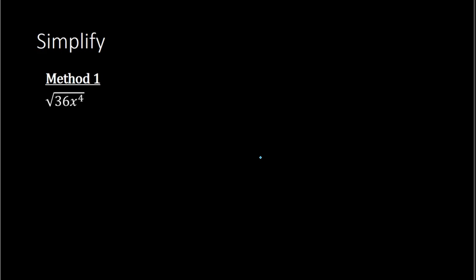Example 2, we have the square root of 36x to the fourth power. Using the first method, I can separate into two different radicals, the square root of 36 times the square root of x to the fourth power. Now the square root of 36 we know to be 6, and then here, the square root of x to the fourth power, we can think of x to the fourth as x squared squared. So if you have x squared squared, the squared and the square root undo each other, and I'm left with simply an x squared left over. So that is one way you can think through this problem.